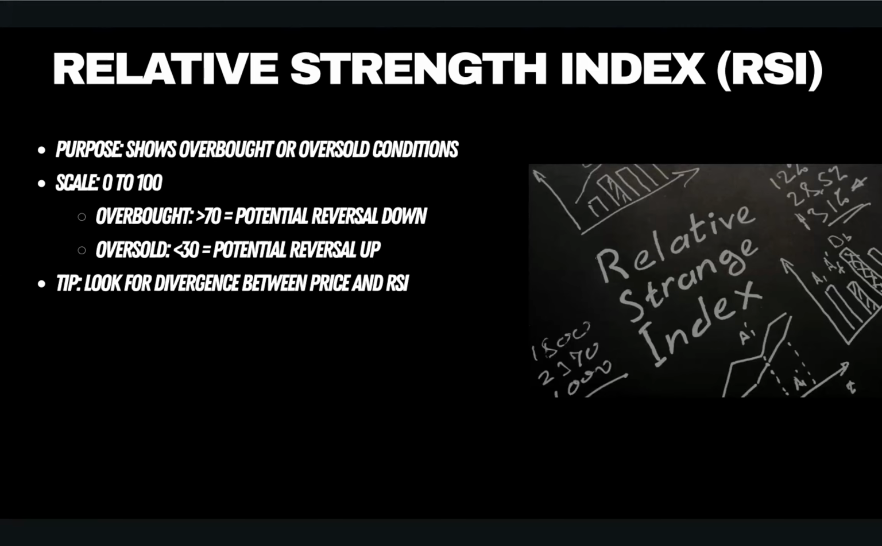The scale is 0 to 100. Overbought is 70 and higher, which means a potential for reversal to go down. Oversold is 30 and below, and that means there's a potential for a reversal up. But here's a good tip: look for divergence between the price and the actual RSI.